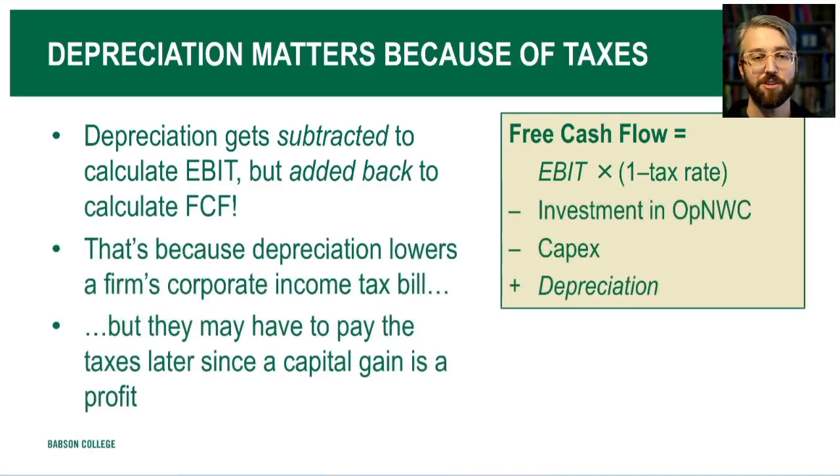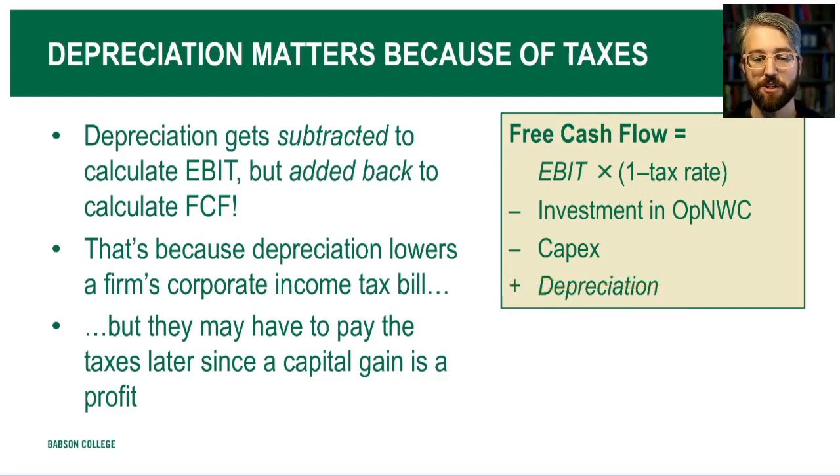So depreciation matters. And the only reason that it matters, but it potentially matters a lot, is because of taxes. So that free cash flow formula says we're going to calculate EBIT, which includes the subtraction of depreciation, and multiply by 1 minus the tax rate. But then we're going to add the depreciation back in at the end. And so just based on the formula, you may notice if there's a lot of depreciation, so if an asset depreciates quickly, that's going to lower EBIT and it's going to increase depreciation here.